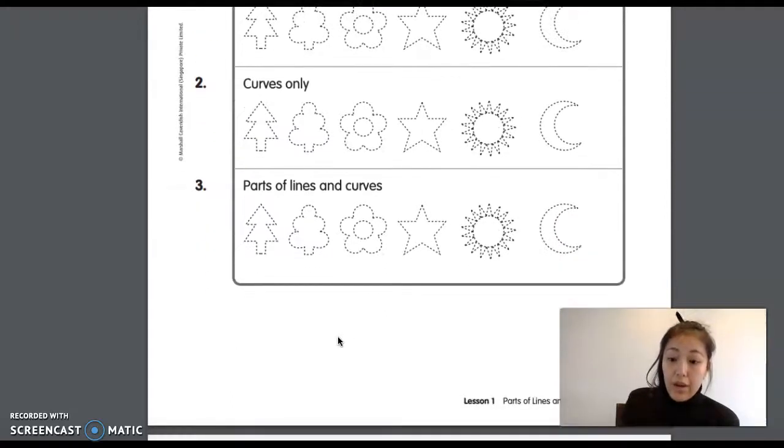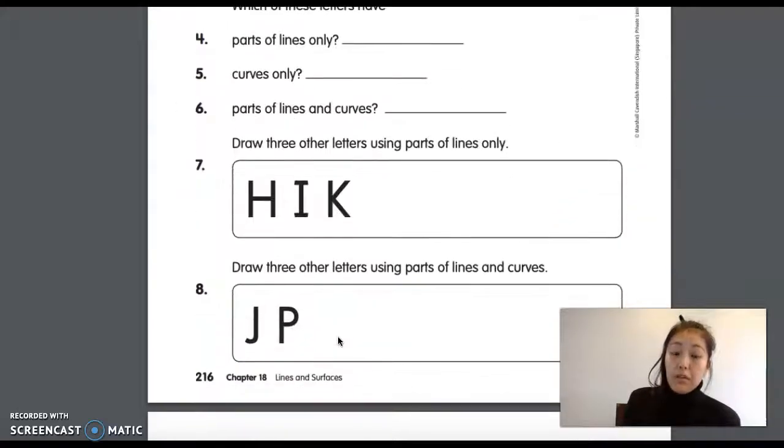And then for Friday, you boys and girls will work on page 216.